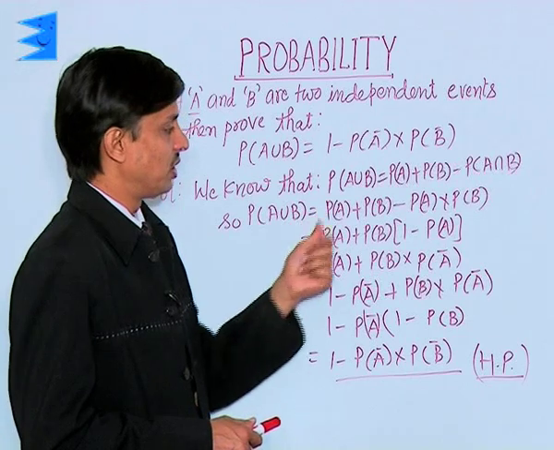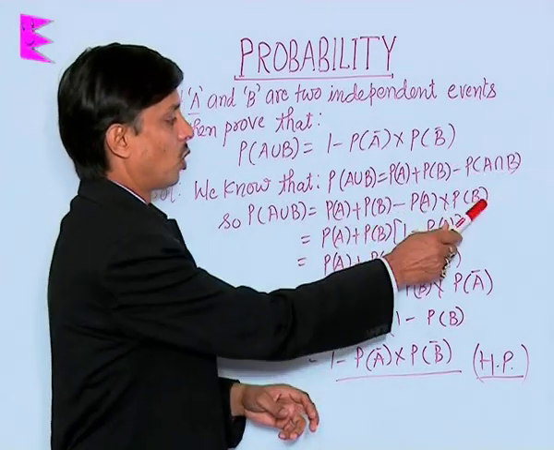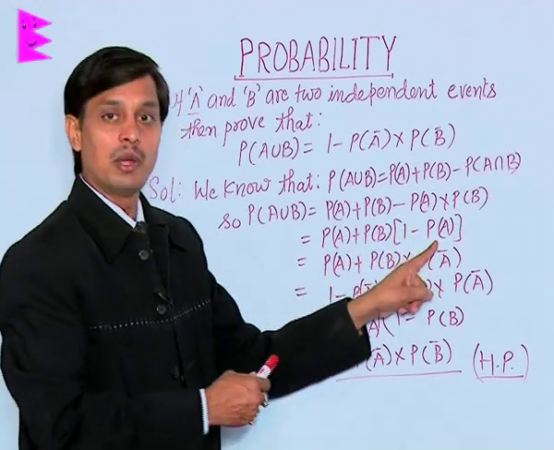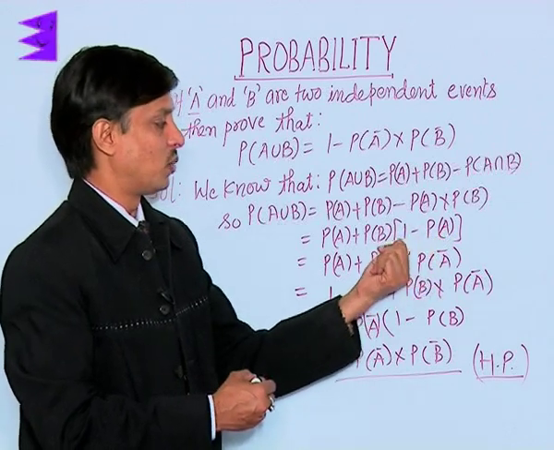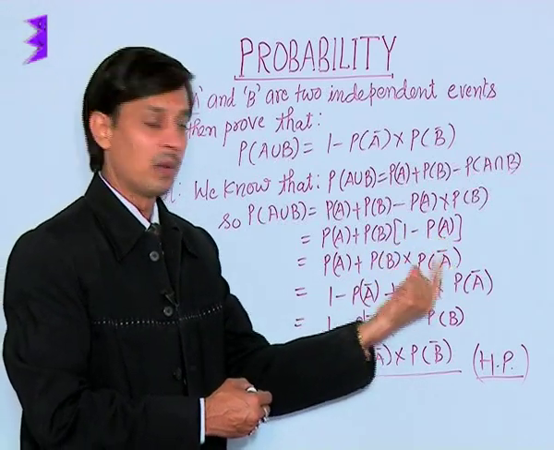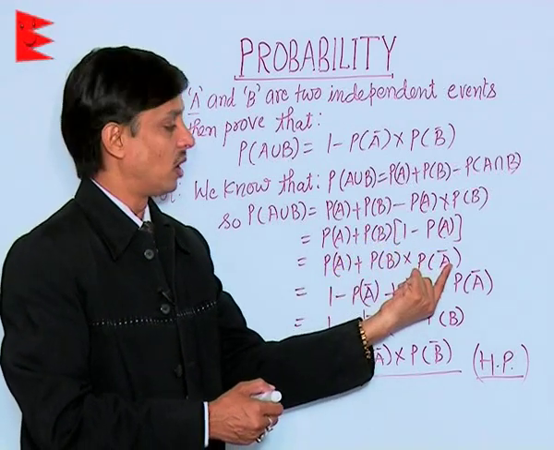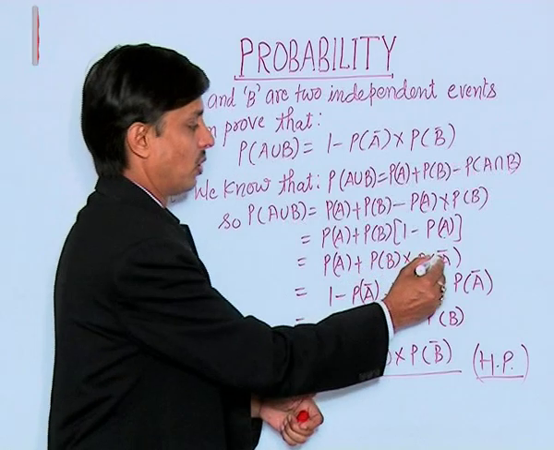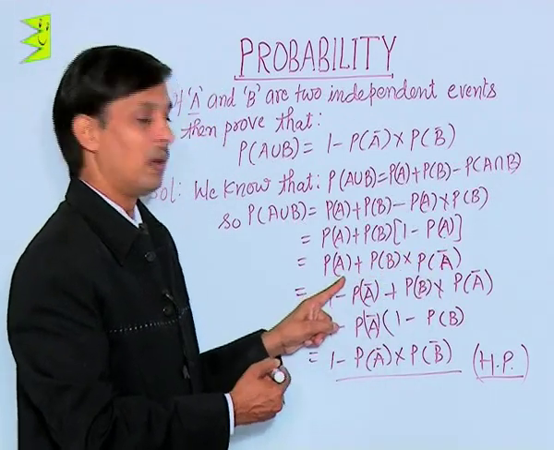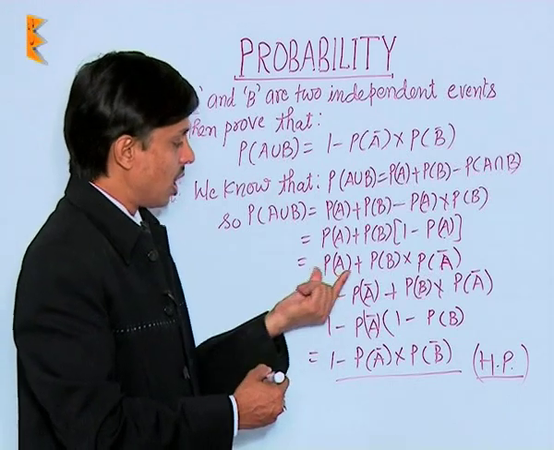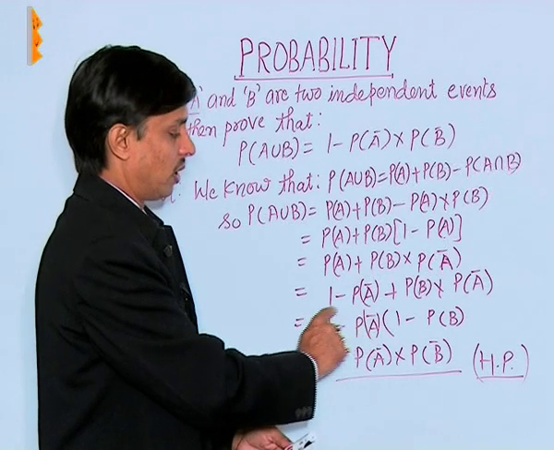Now P(A) is as it is, and if probability of B is taken common, then we will get 1 minus probability of A. Now 1 minus probability of A, that is 1 minus happening, is what? Probability of not happening. So in place of 1 minus probability of A, we can write probability of not happening of A, probability of A bar, probability of A not, into probability of B, and probability of A as it is. Now in place of probability of A, we can write 1 minus probability of A not.